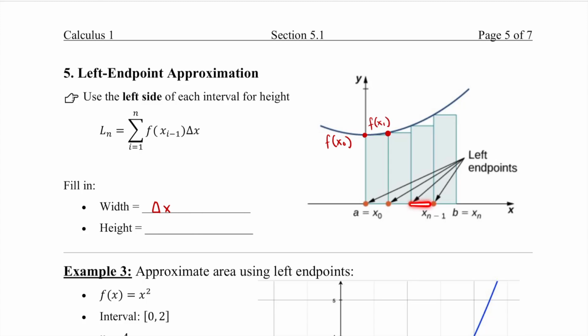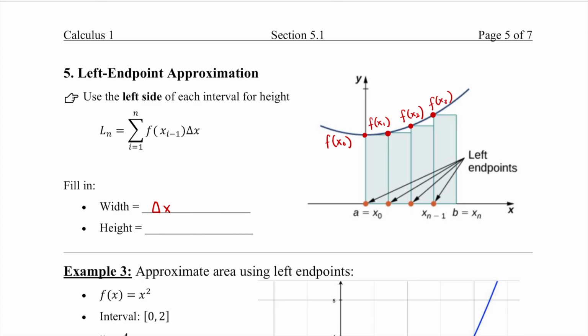For the third rectangle, we start with the left endpoint, go straight up to the curve. This is the length of the third rectangle, which is f of x2. For the fourth rectangle, we start at the left endpoint, go straight up to the curve. This is the length of the last rectangle, which is f of x3.